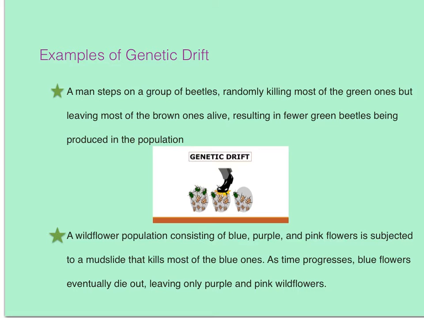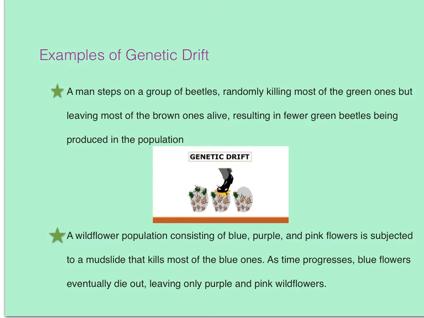Genetic drift is a random situation. There's no control over the cause or the results of a genetic drift. So it could be an environmental factor like a mudslide or a flood that eliminates a certain part of a population. So in this example, there is a group of beetles, green and brown, and a man steps on the green beetles accidentally killing most of them. So this act alone could result in fewer green beetles being produced in a population.